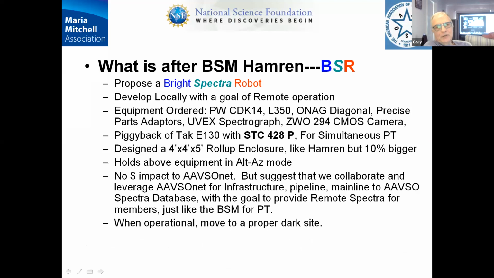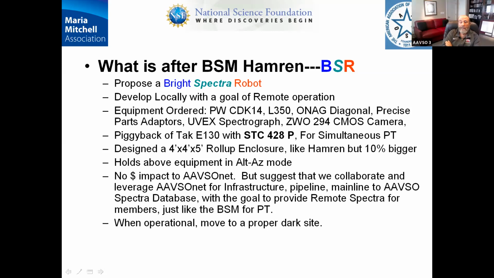Basically, it's a BSM, but it does spectra instead. And so I'm going to be developing that locally with the goal that it be a remote operation eventually. It'll be put on my back porch here where Hamrin was. And I have some equipment on order.